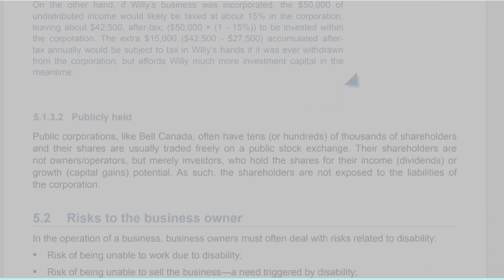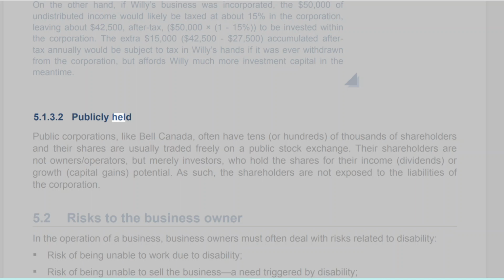On the other hand, if Willie's business was incorporated, the $50,000 of undistributed income would likely be taxed at about 15% in the corporation, leaving about $42,500 after tax, $50,000 times 85%, to be invested within the corporation. The extra $15,000, $42,500 minus $27,500, accumulated after tax annually, would be subject to tax in Willie's hands if it was ever withdrawn from the corporation, but affords Willie much more investment capital in the meantime.